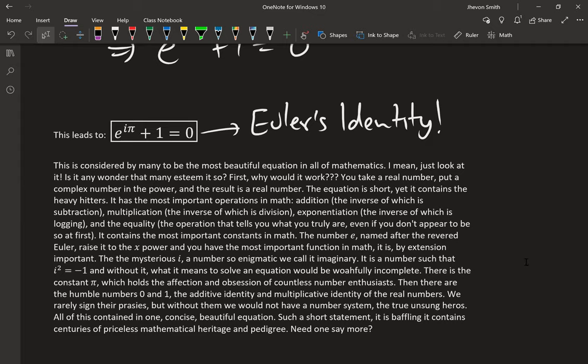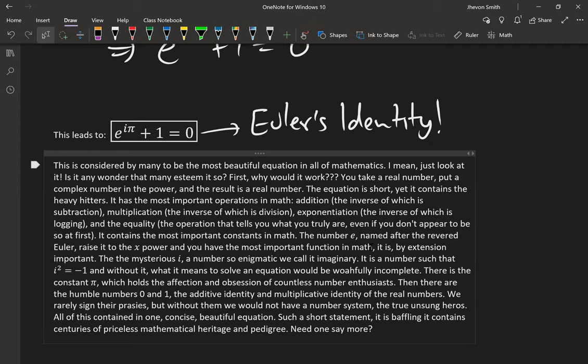Then it contains the most important constants in math. There's the number e, named after the revered Euler. If you raise it to the x power, you get the most important function in mathematics. y equals e to the x is the most important function in all of mathematics. When you become a math major, you'll see why. And e is by extension important, right? Then there's the mysterious i. The number is so enigmatic that we call it imaginary.